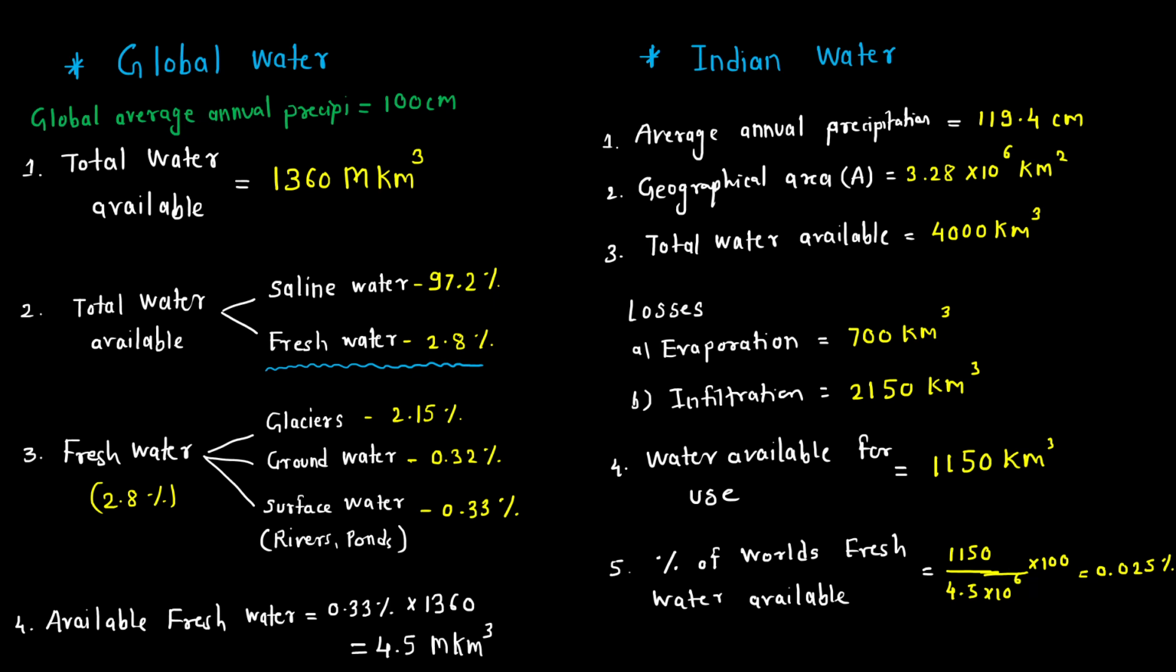Okay, after studying the global water and Indian water, now we are going to see what are the various forms of precipitation. So don't get confused between the forms of precipitation and types of precipitation. These are two different things. So in this video, we are going to see forms of precipitation.